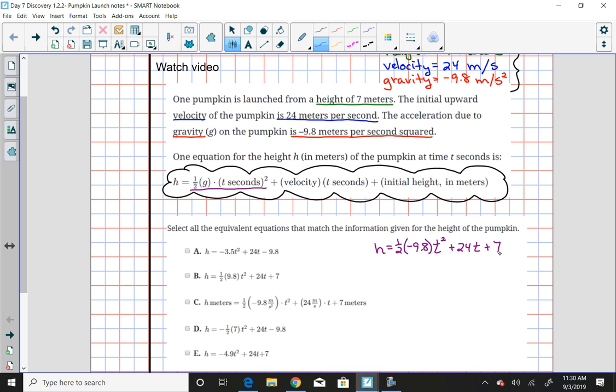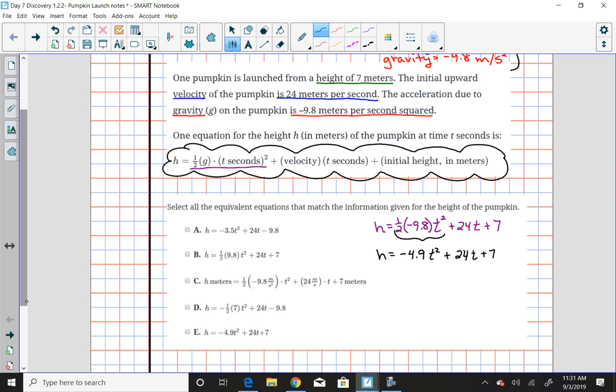If possible, it would be nice to simplify this, because when we want to use an equation, it's nicest if we can get it simplified. The only thing I can simplify is that piece right there. So h is equal to half of negative 9.8, which is negative 4.9 t squared plus 24t plus 7. Now, if you look, those are choices that I have on my screen. I have that, C, and it appears to be E. You do not have to write those down. I am happiest with these. That's what I'm looking for.